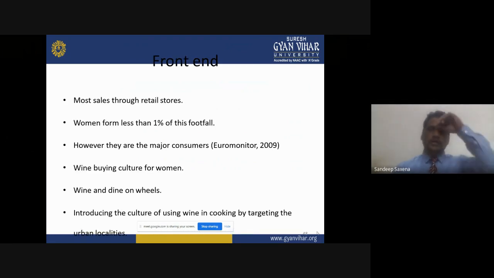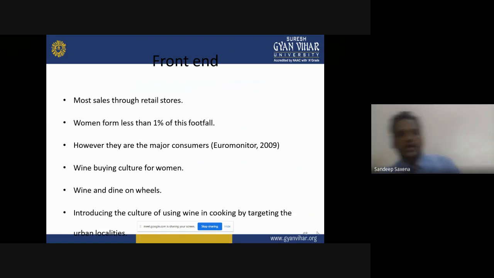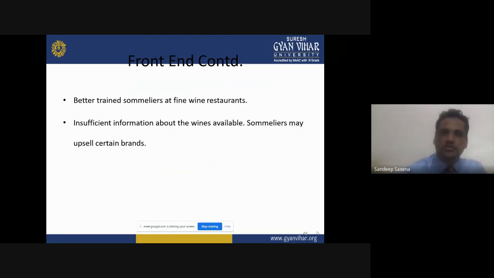What about the front end: most sales are to retail stores, and women form less than 1% of the footfall, however, they are major consumers. Front end constraints: better trained sommeliers at fine restaurants. Insufficient information about the wines available, and some sommeliers may upsell certain brands.